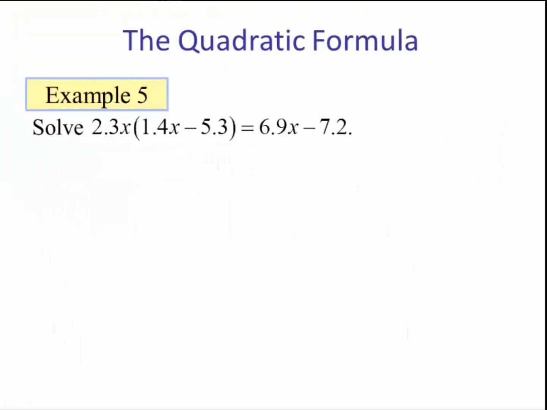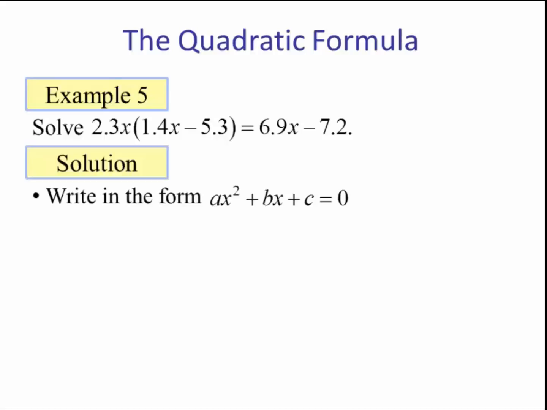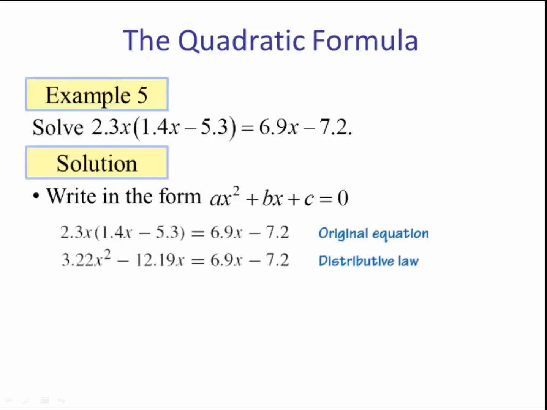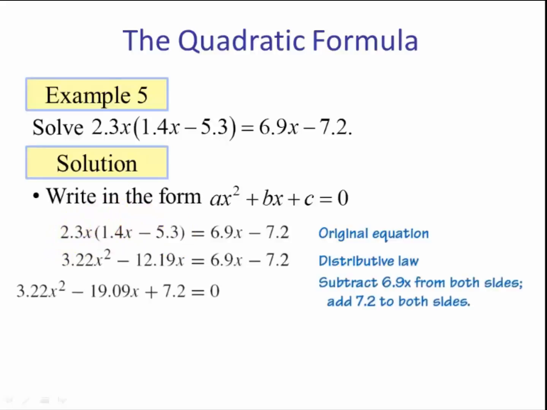Example 5. Solve 2.3x times the binomial 1.4x minus 5.3, and that equals 6.9x minus 7.2. Solution: we need to write this in standard form. So the first step is to use the distributive property. We want to distribute 2.3x to both terms. Next, we want to subtract 6.9x from both sides, and then we want to add 7.2. We now have the equation in standard form. It's equal to 0. So A is 3.22, B is negative 19.09, and C is 7.2.